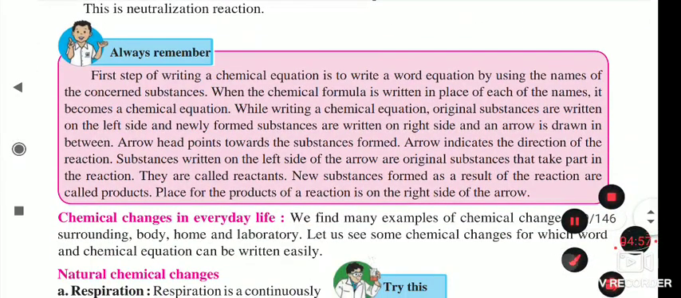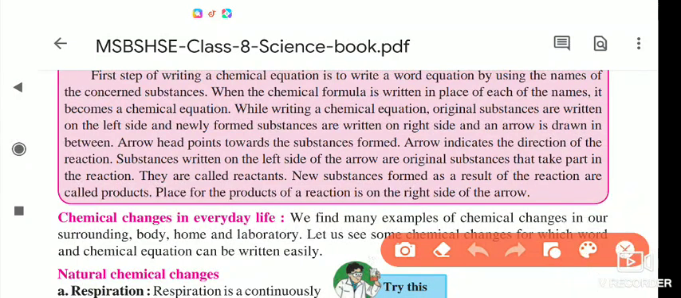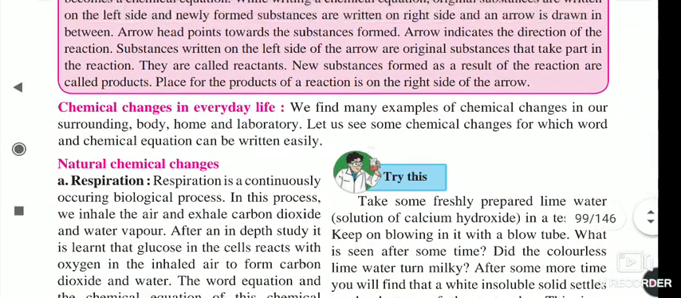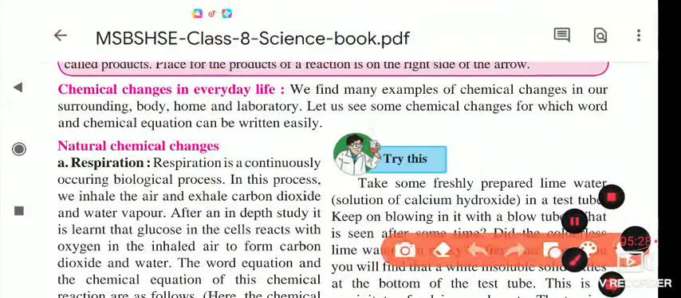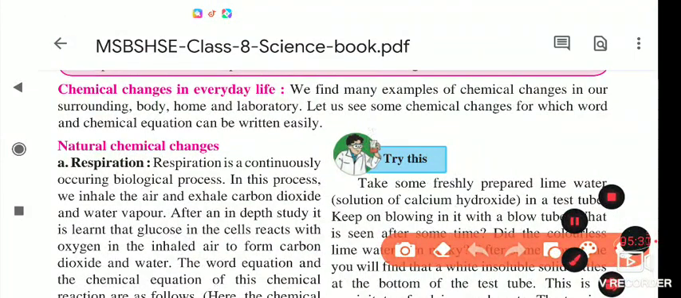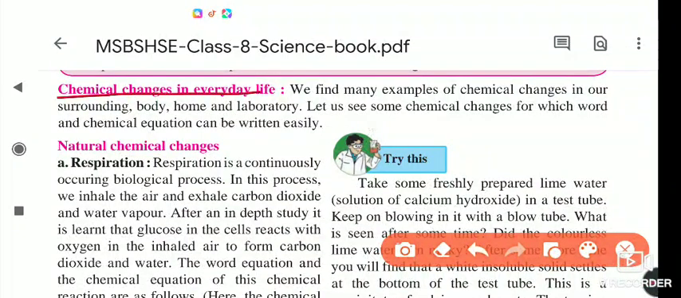The arrow indicates the direction of the reaction. Substances written on the left side of the arrow are original substances that take part in the chemical reaction, and they are called reactants. Newly formed substances, the result of the reaction, are called products. The place of the product is towards the right side of the arrow. So this is the point to remember on how to write a chemical reaction. After this we will move on to the next part of our lesson, chemical changes in everyday life.